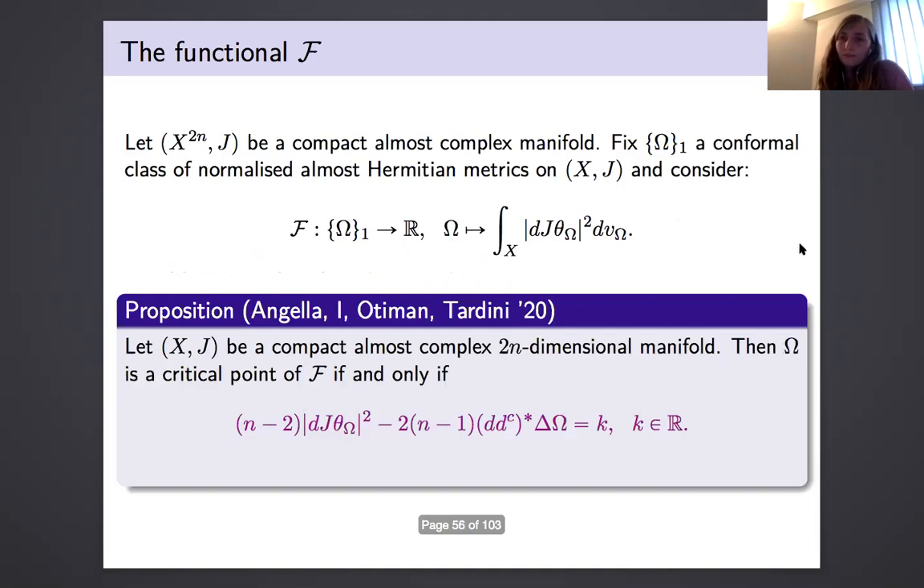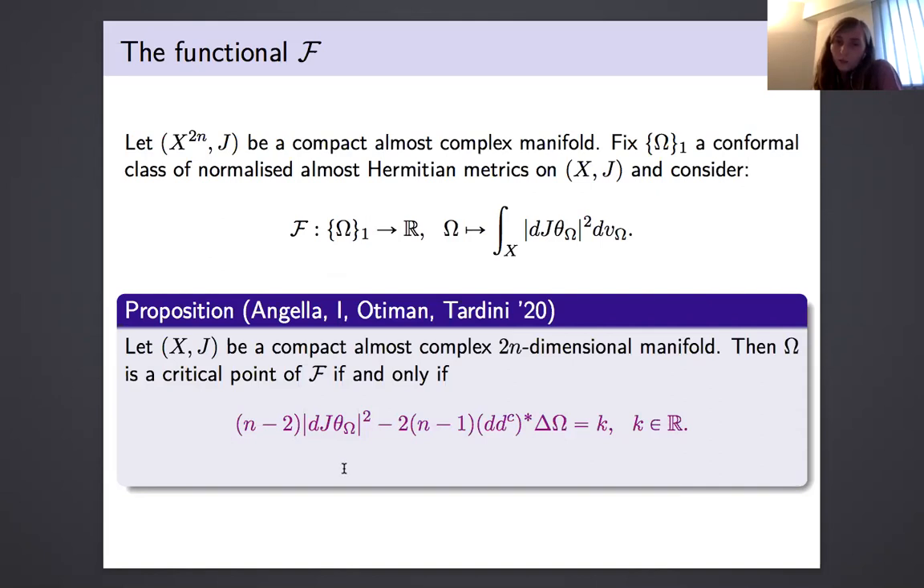Okay, so the first thing we did, in the same manner as before, is that we computed the Euler-Lagrange equation of this functional on a compact almost complex manifold, but with this functional restricted to a conformal class. And this is the equation.